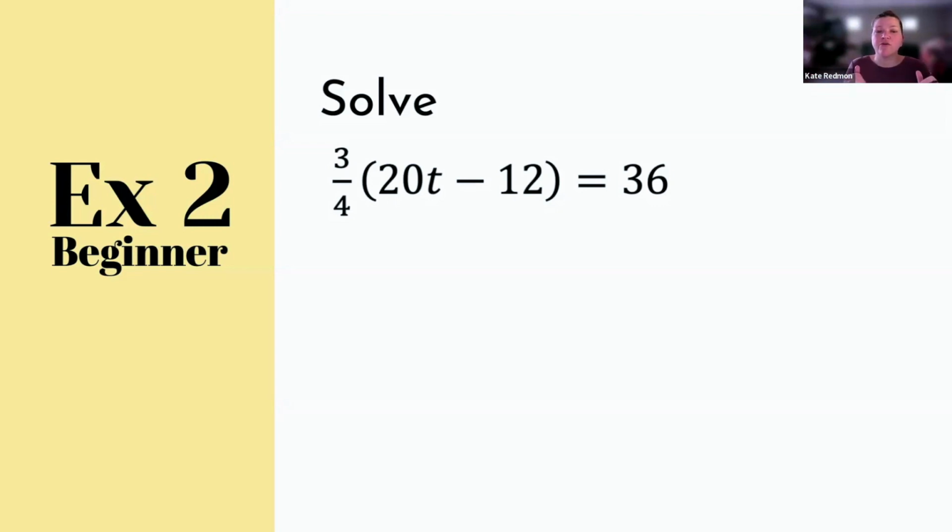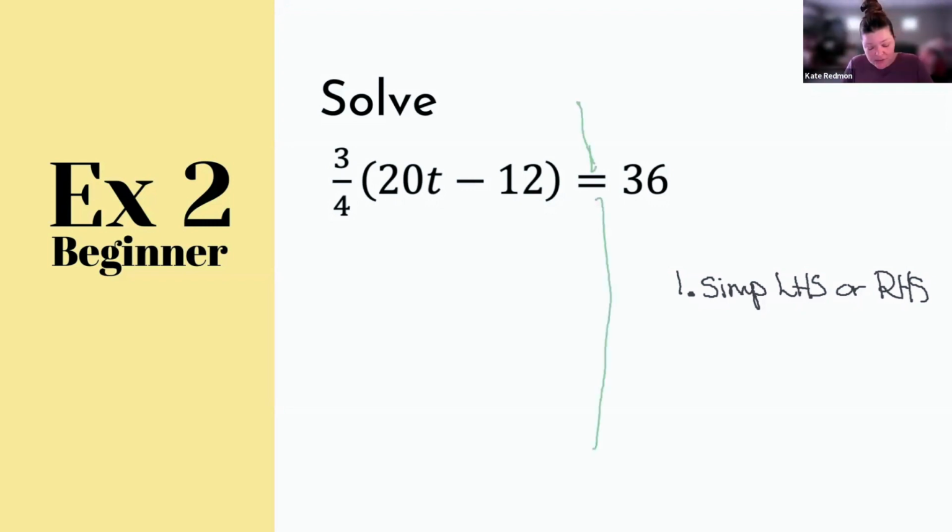This says 3/4 times the quantity of 20t minus 12 equals 36. Our first wisdom principle that we said is simplify this sucker if you can. If you can make the left-hand side or the right-hand side any simpler, do it. Now, this is a really good time to use boxes or even cover one side of the equation with a piece of paper, because when we simplify, it's just one-sided.